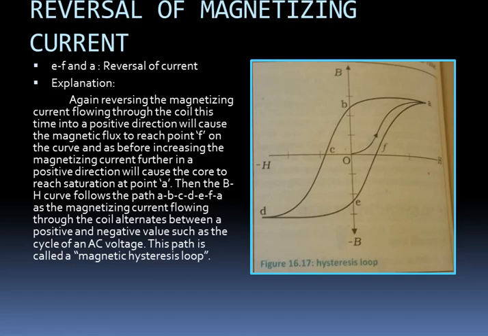Then the BH curve follows the path A, B, C, D, E, F, A. As the magnetizing current flowing through the coil alternates between a positive and negative value, such as the cycle of an alternating current or AC voltage, this path is called a magnetic hysteresis loop, and this loop has been shown diagrammatically.